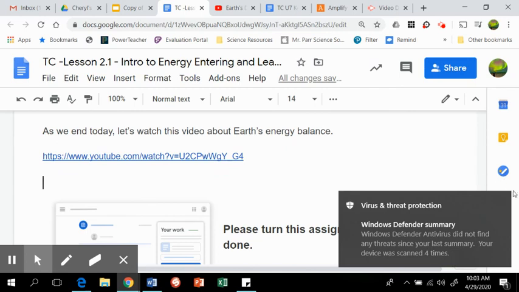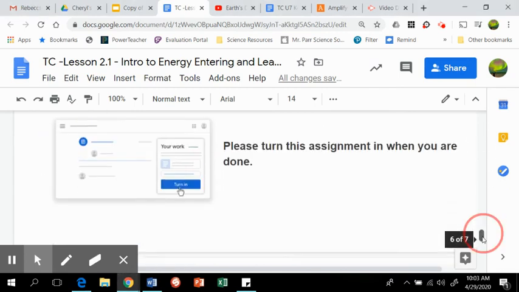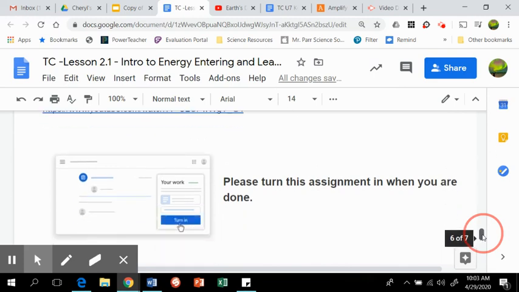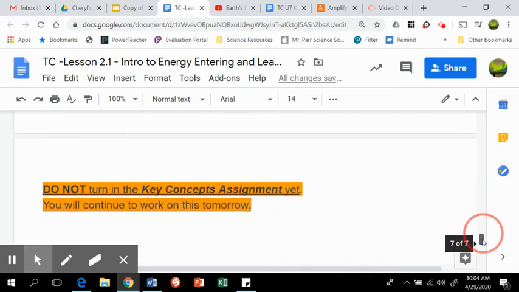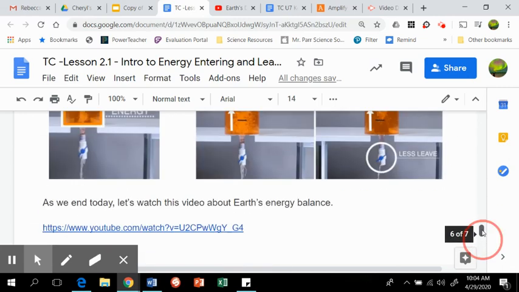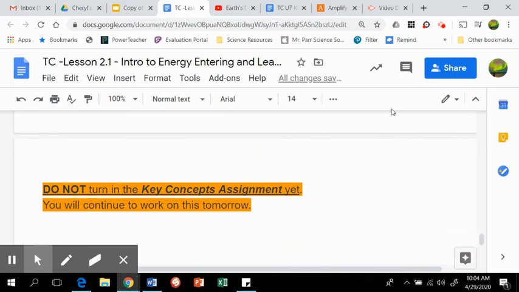Okay, so please turn in this document. Go away. Please turn in this assignment when you are done. You're going to turn in this one. Do not turn in the key concepts assignment yet. You will continue to work on this for several days. Okay, so turn in this document, but do not turn in your key concepts assignment.